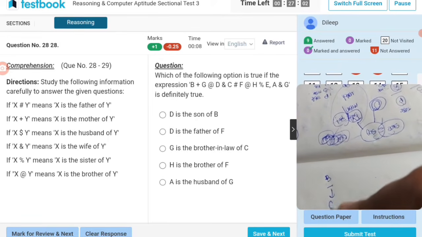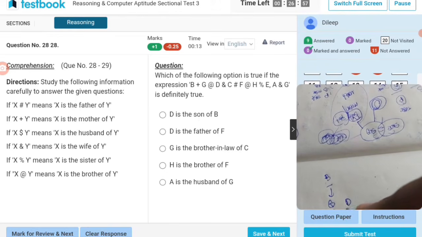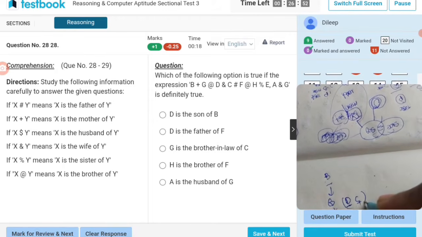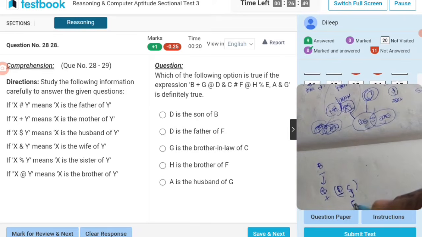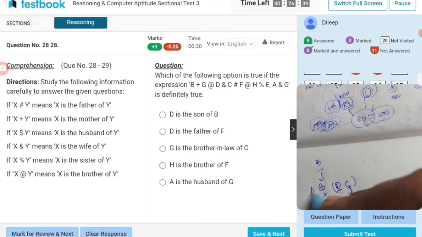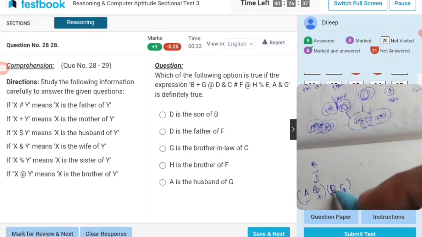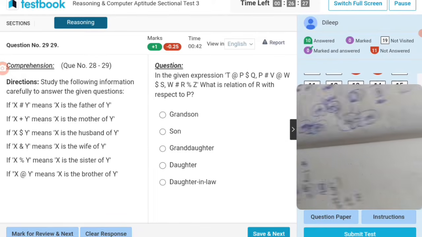B is the mother of G and G is the brother of D. D is the wife of C and C is the father of F. F is the brother of H. H is the sister of E. A is the wife of G. It's definitely true is D is son of B. No, G is the brother-in-law of C. H is the... next.